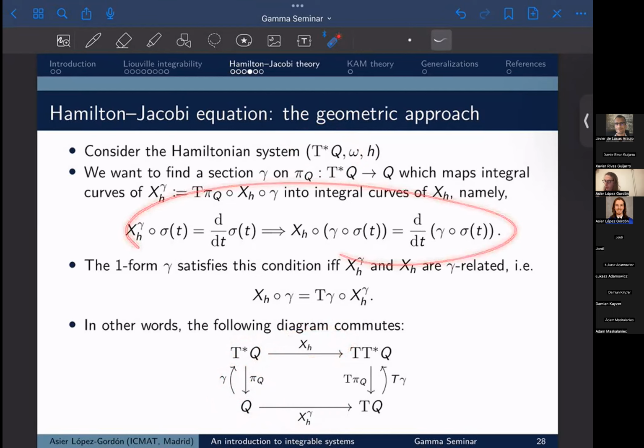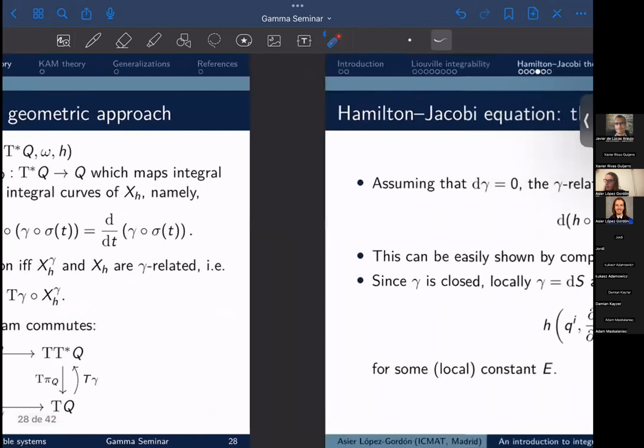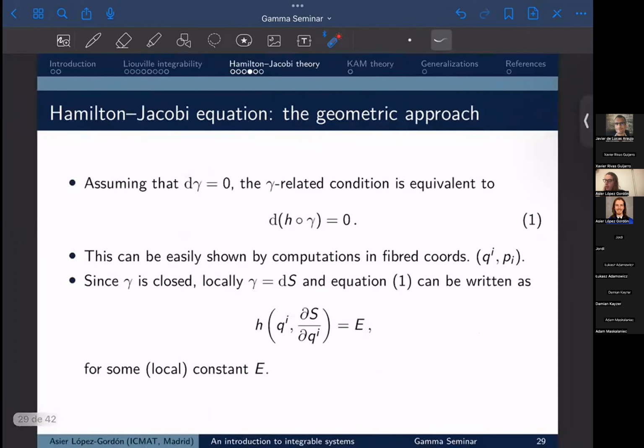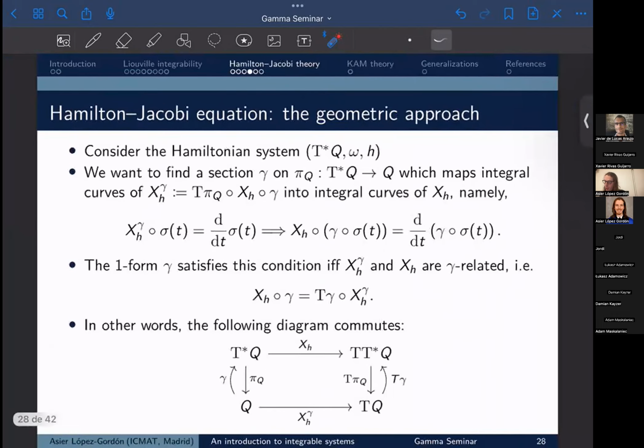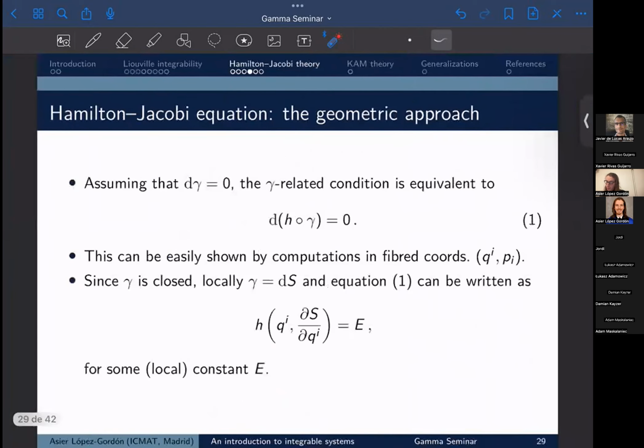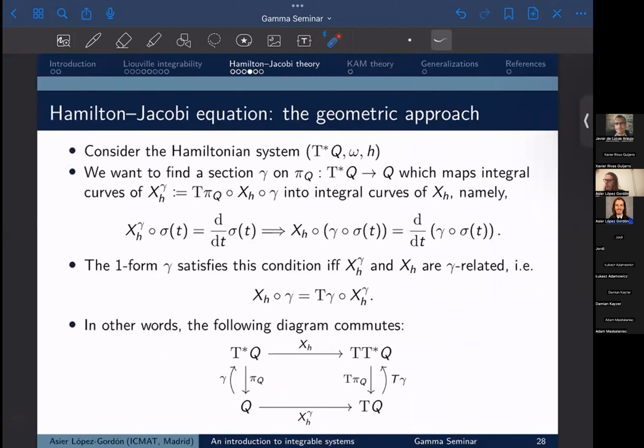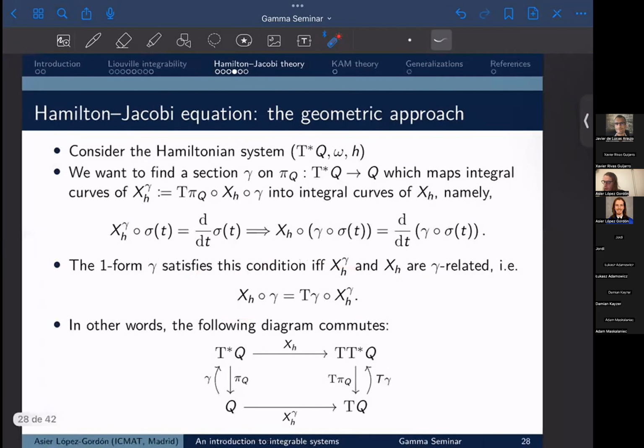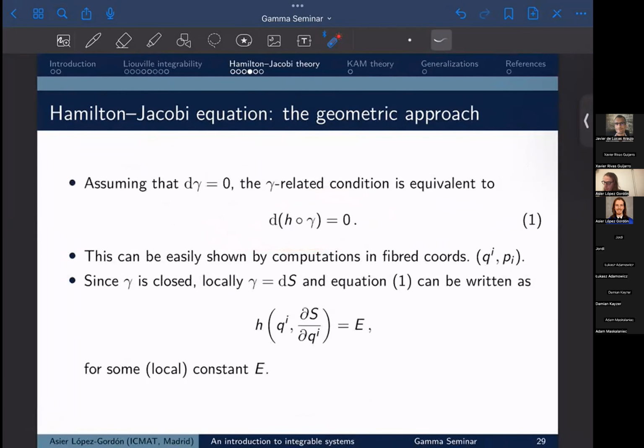Well, basically this condition of related integral curves is the same as the gamma-related condition, which is this condition, or the commutativity of this diagram. We additionally assume that this section, that is this one-form on Q, is closed. Then making some computations, usually done in fiber coordinates of the cotangent bundle, we can show that this condition is equivalent to this other one.